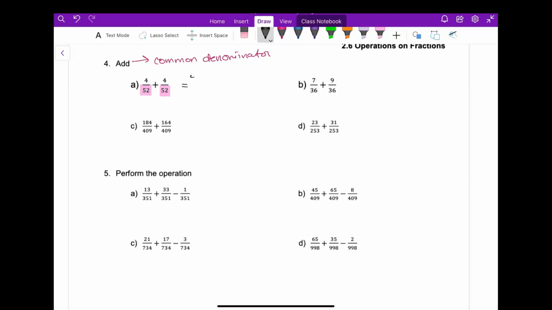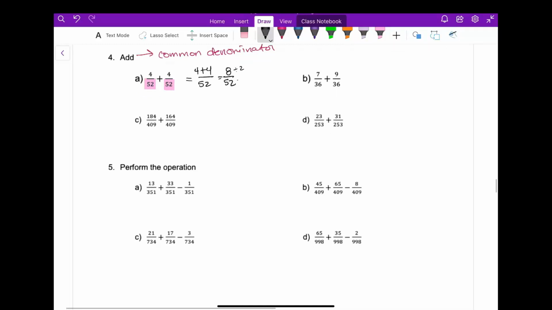I'm going to take care of 4 plus 4 divided by 52, and so it's going to be 8 divided by 52. Let's do our first method of simplification. The first method tells us, okay, you already finished everything. Now let's simplify. And so I see that they're both even, so I'm going to divide by 2.